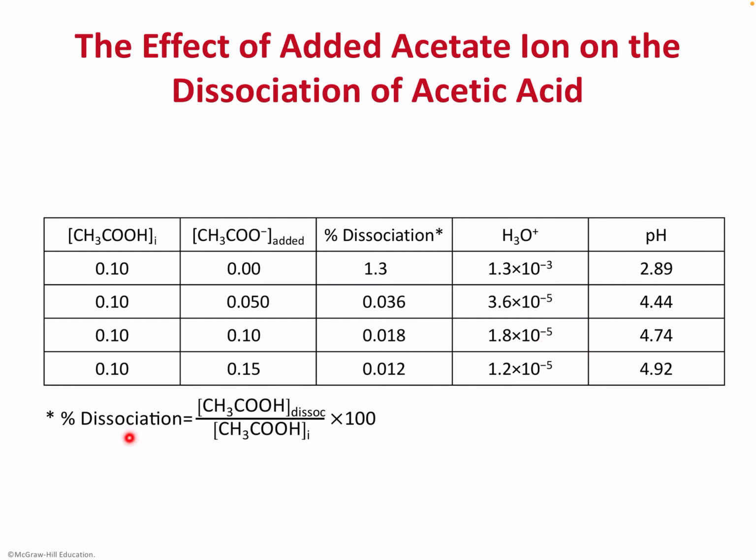So how do you calculate the percent dissociation? We had talked about this before in our lecture also. The amount of dissociation, and you divide it by acetic acid initial amount times 100. That's how these numbers, percent dissociation, are being calculated. Okay. So this table just shows you as the concentration of the conjugate base increases, the percent dissociation decreases, hydronium ion concentration decreases, and then the pH increases.